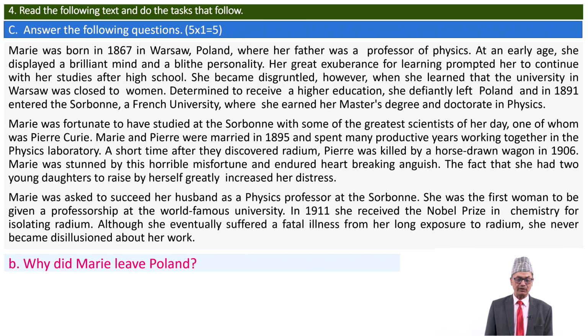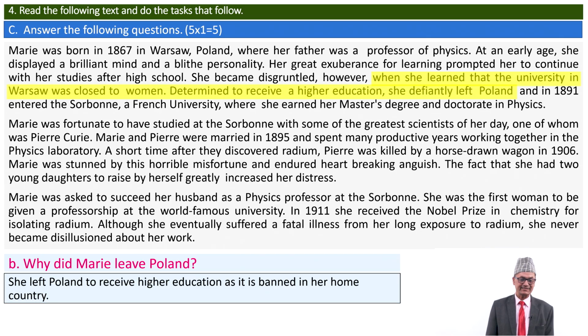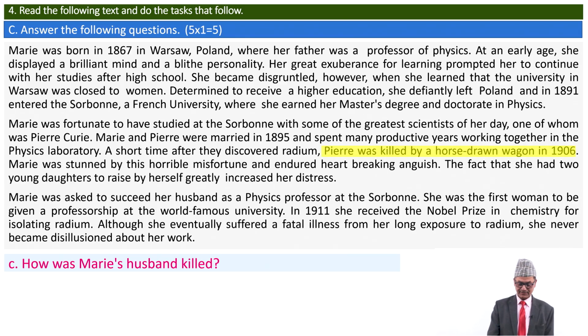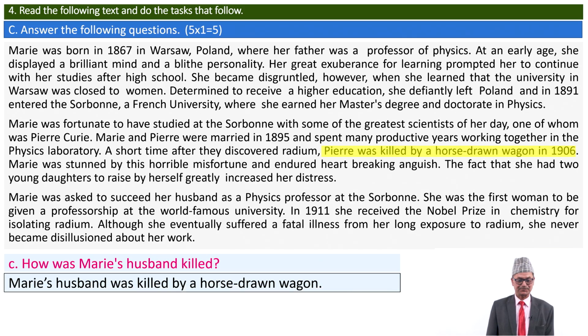Now number B. Why did Mary leave Poland? Where is the information? There. Look at the highlighted part and write your answer. I'm sure you have written it well. She left Poland to receive her higher education as it is banned in her home country. Right. Number C. How was Mary's husband killed? So where is the information? Here. What's the answer? Mary's husband was killed by a horse-drawn wagon.